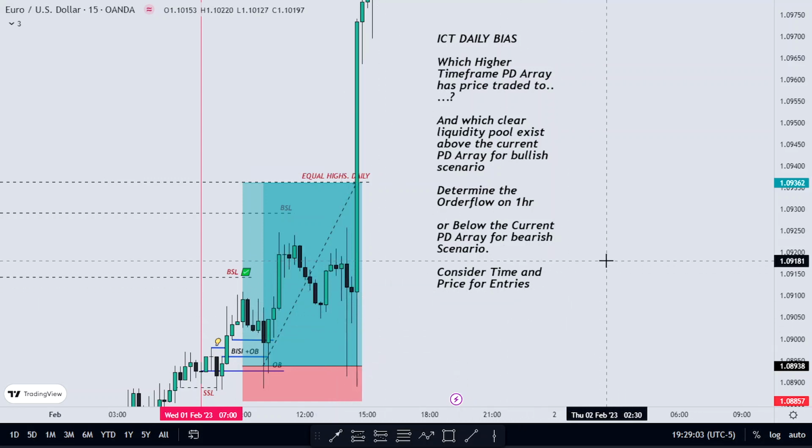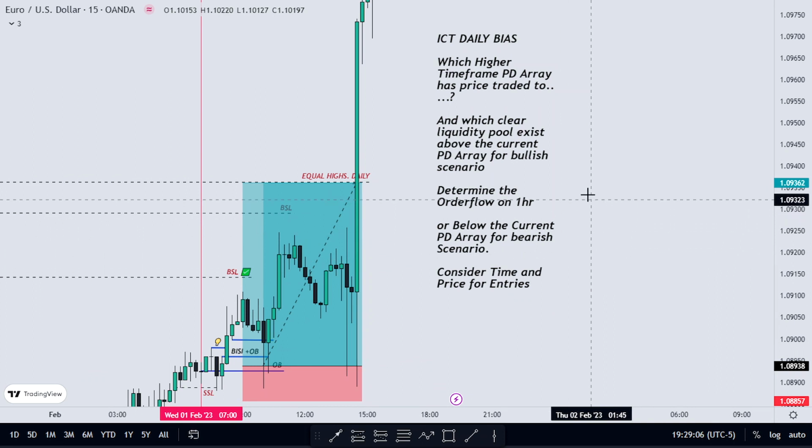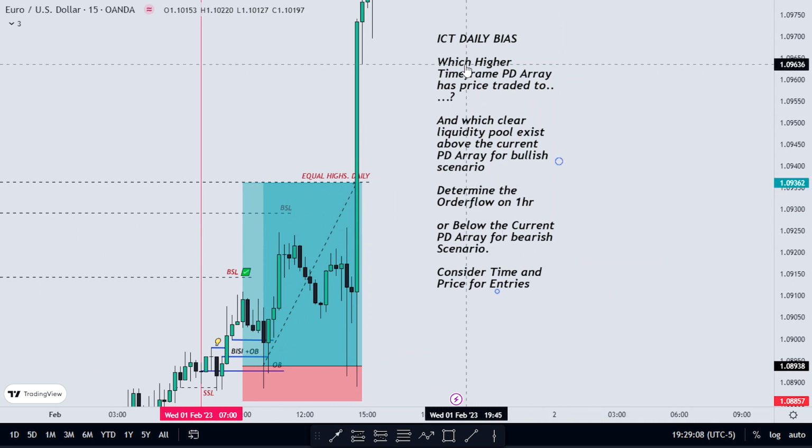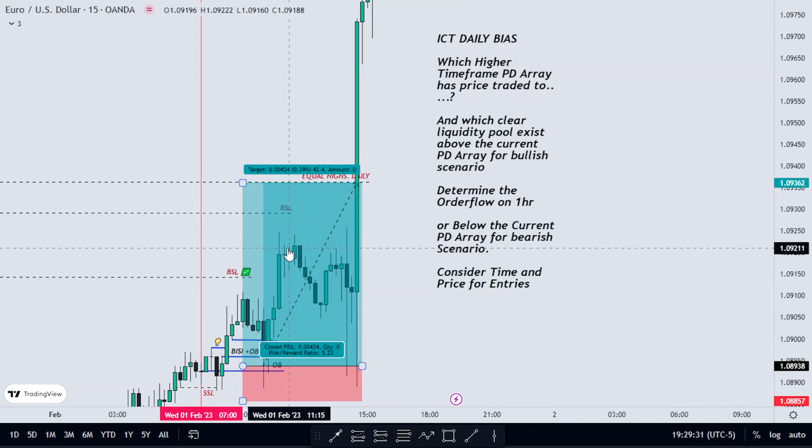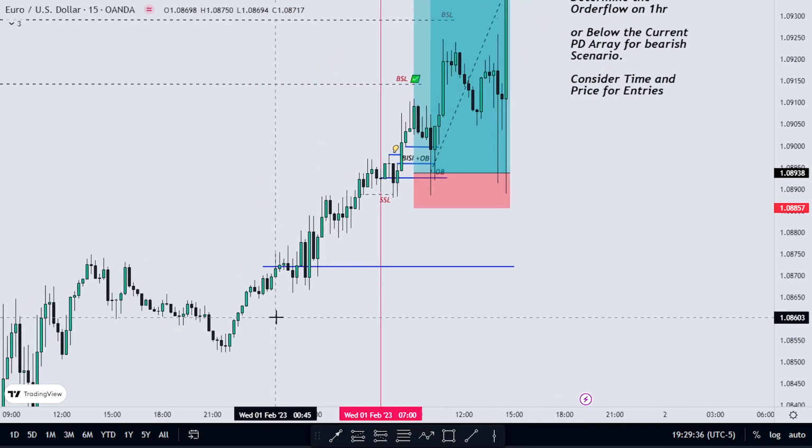Okay, so let's go into this. We have to identify which higher time frame PDRA that price has traded to. So you're going to be checking your daily chart or the weekly chart to see if price has traded into any higher time frame bullish order block, breaker block, or fair value gap. In this particular trade, I will show you on the daily very soon, we had traded into a daily bullish order block.